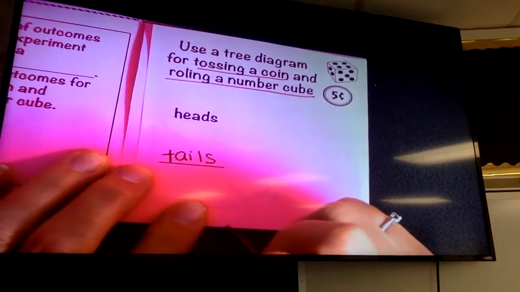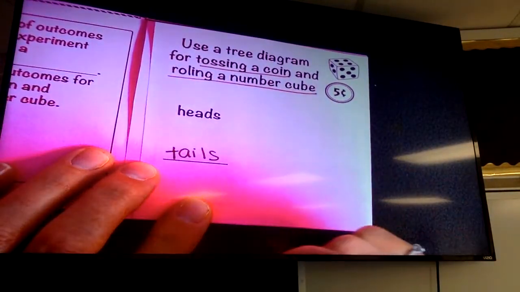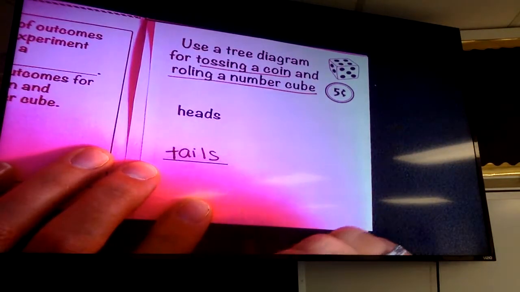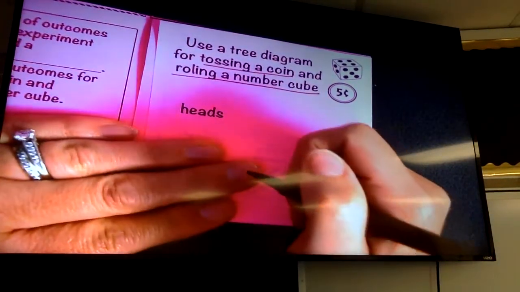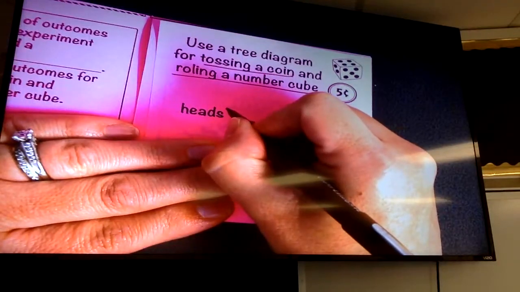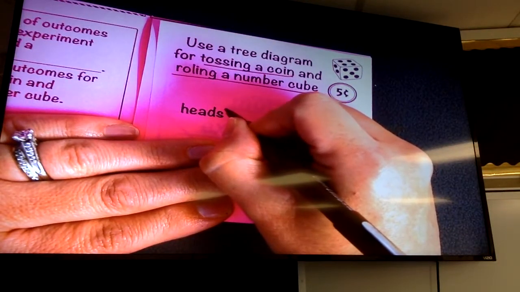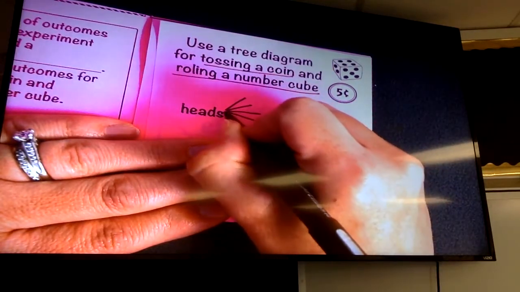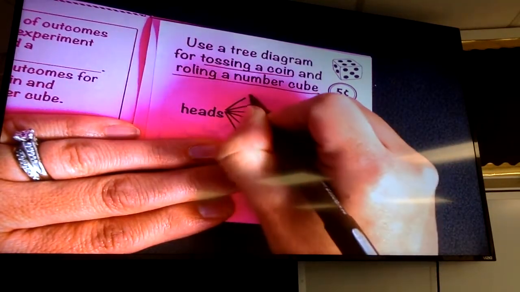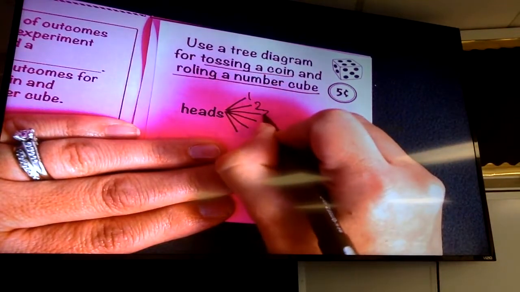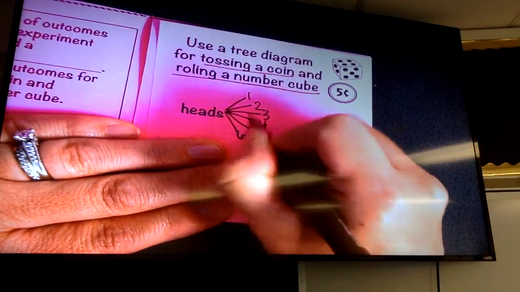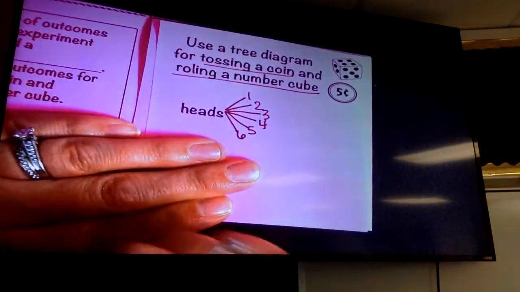And then after that, when I roll my number cube, there's 6 different possibilities. I could roll a 1, 2, 3, 4, 5, or 6. So what I'm going to do is focus on my heads first, and I'm going to make branches on my tree. And I have to make 6 branches because when I roll that number cube, there's 6 different possibilities that I could land on: 1, 2, 3, 4, 5, and 6. So you're just telling me what those possibilities are.